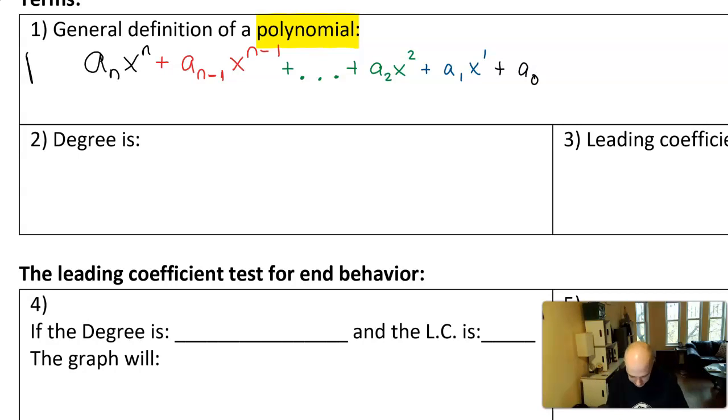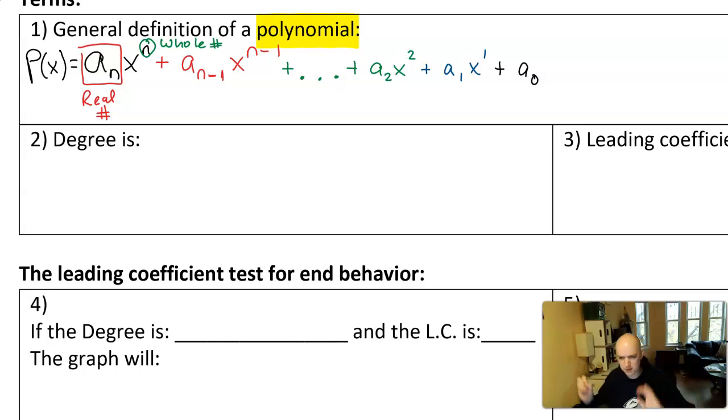And we usually say that that's a function, so I'll call this p of x, the polynomial, equal to that. And that's just the generalized form. To recap again, the a_n's, those are the coefficients, can be any real number, but the exponents need to be whole numbers. Or I guess 0, depending on if you decide the whole numbers include 0 or not. But that's our general definition of a polynomial.